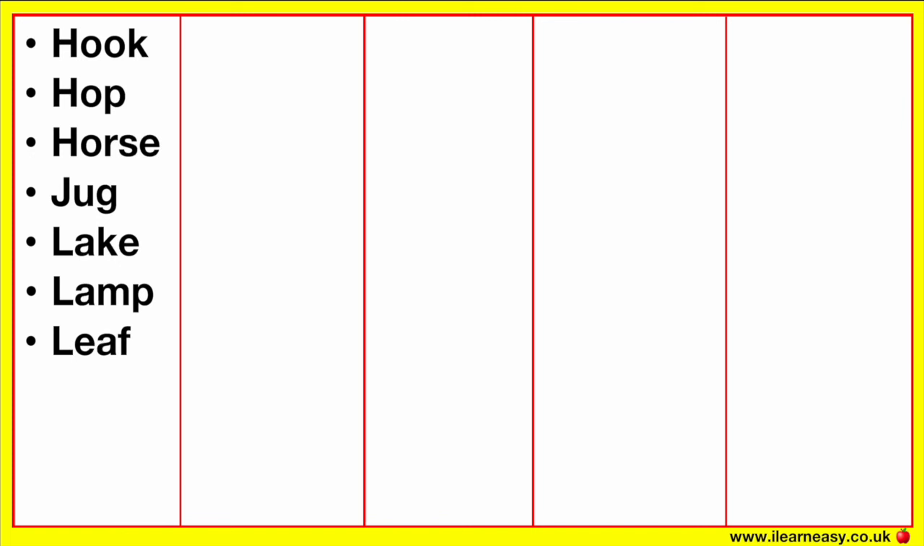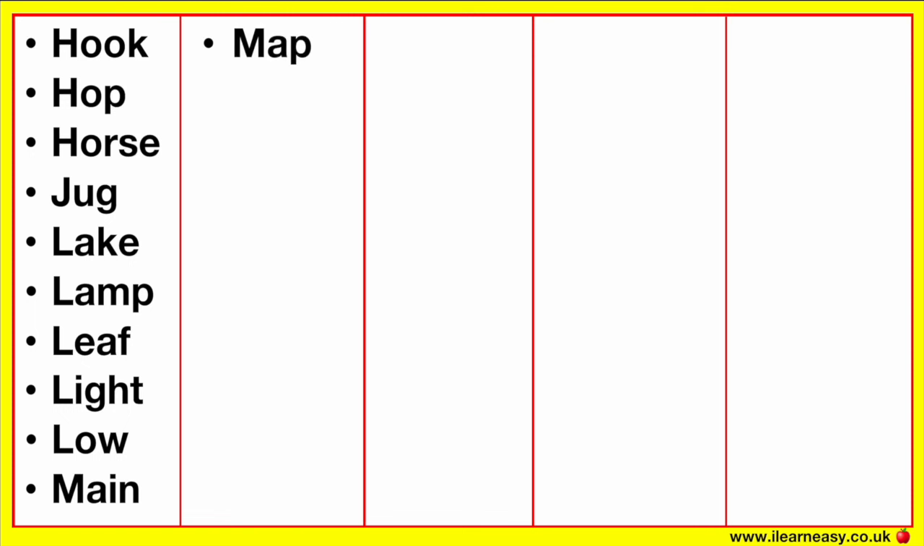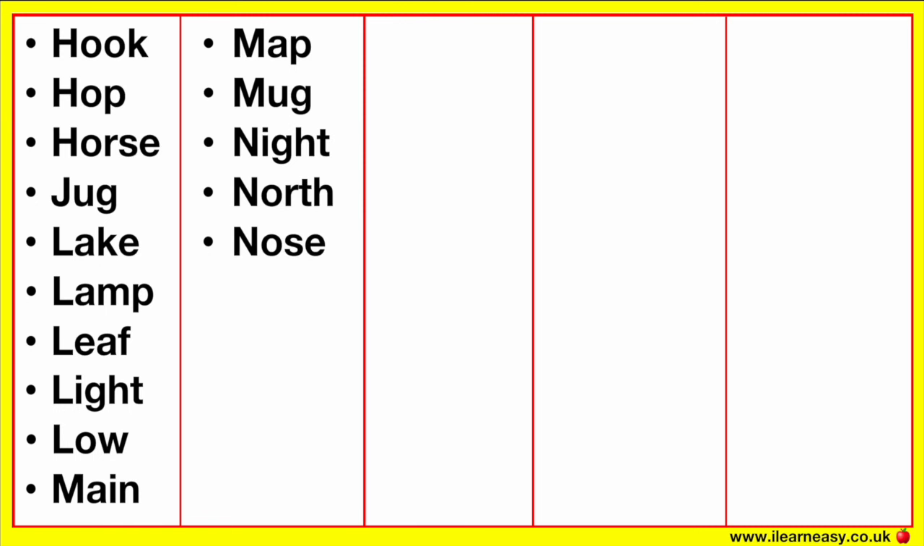Leaf. Light. Low. Main. Map. Mug. Night. North. Nose. Oak. Pan.